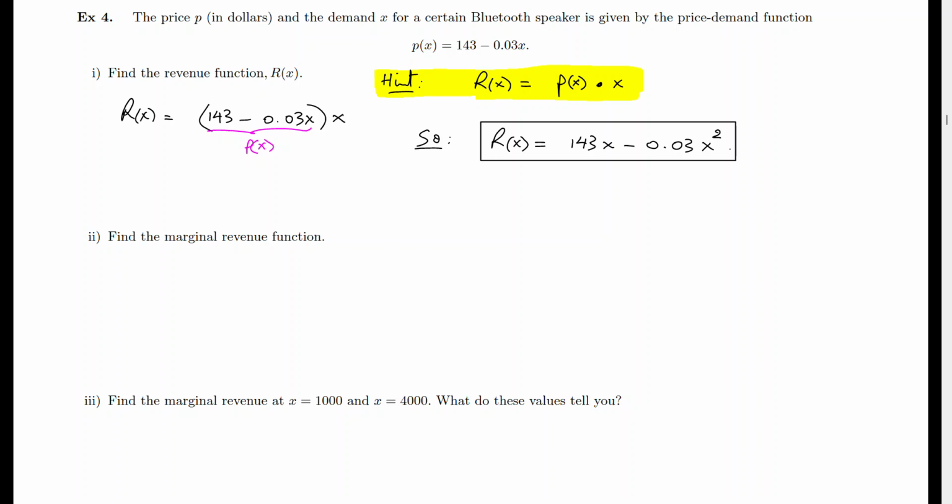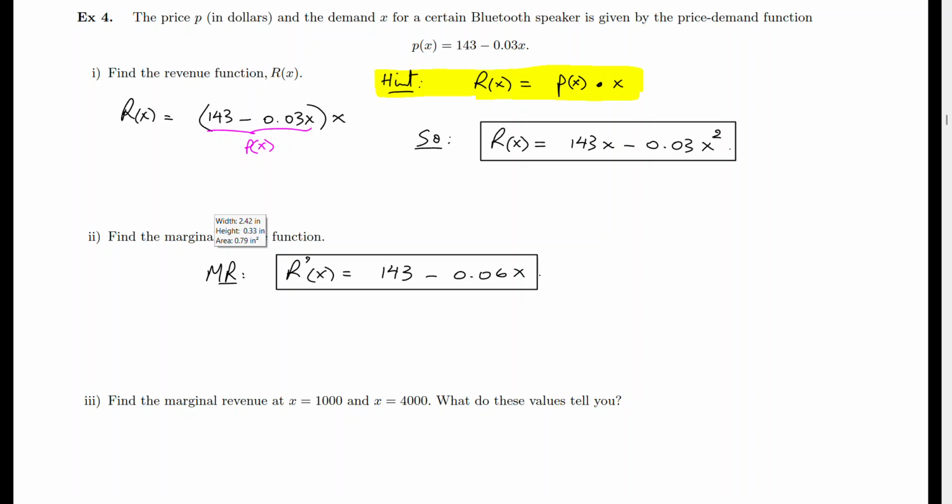And for part two, it says find the marginal revenue. Remember, marginal revenue is just the derivative of the revenue equation. So I'm going to write MR for marginal revenue. What's the derivative of 143x? It's going to be 143. And what about the derivative of negative 0.03x squared? That's going to be 0.06x. So that is the marginal revenue equation. Simple, it's just the derivative of revenue. Once you have the revenue equation, you just differentiate it.